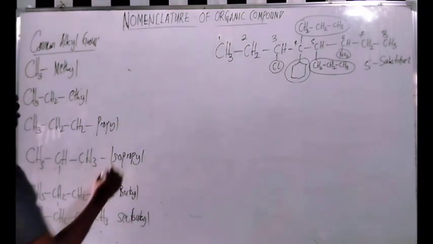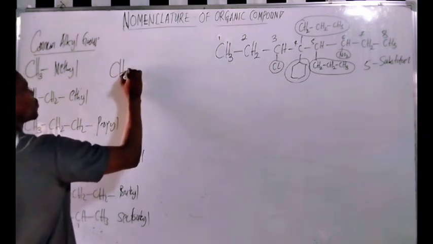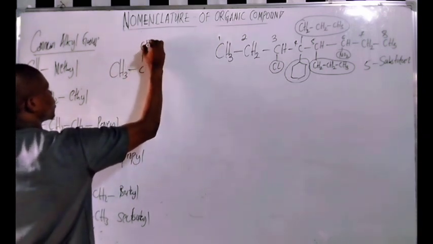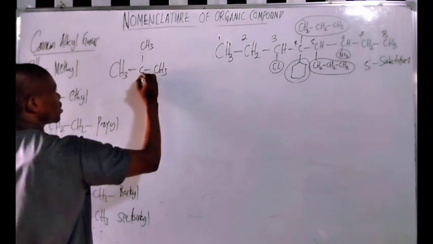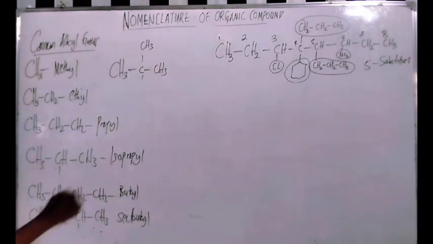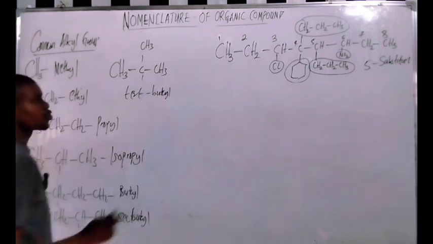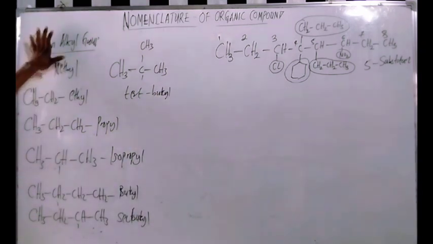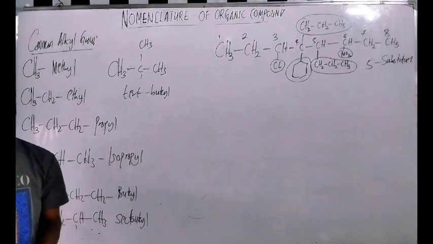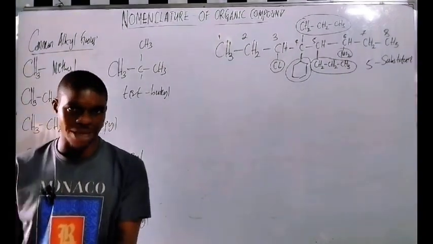Now the last one I want to show you is CH3, C, CH3, CH3. Here we have tert-butyl. Tert what? Butyl. So you have to take note of all these common alkyl groups. They are the ones you are going to see most when you are naming organic compounds.